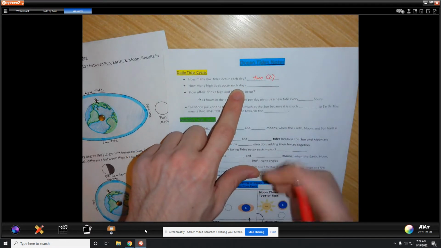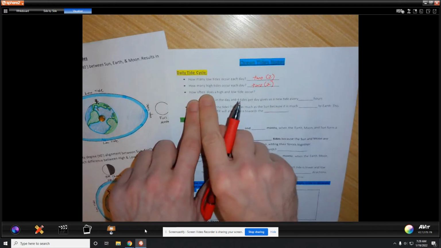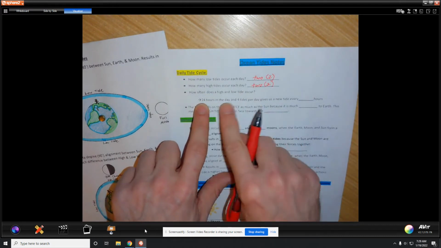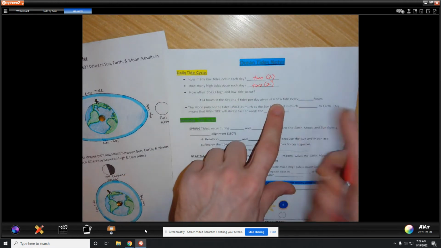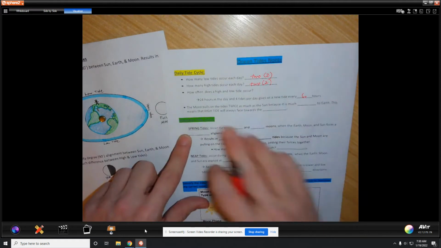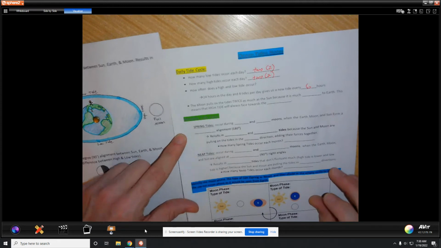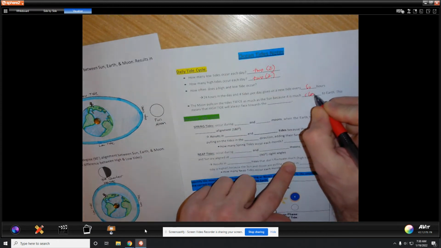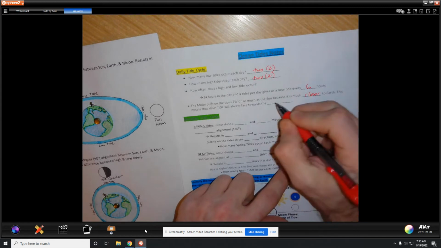And how many high tides occur? There's going to be two. And so, how often does a high tide and low tide occur? Well, as we said, 24 hours in a day, four tides per day give us a new tide roughly every 6 hours. And like I told you, the moon pulls twice as much on the tide because it is much closer to Earth. This means that high tide will always face towards the moon.